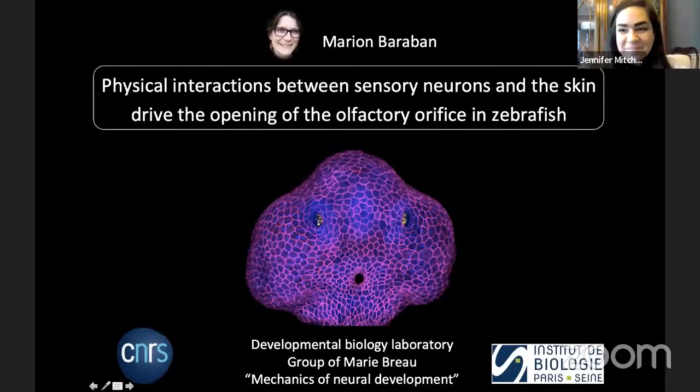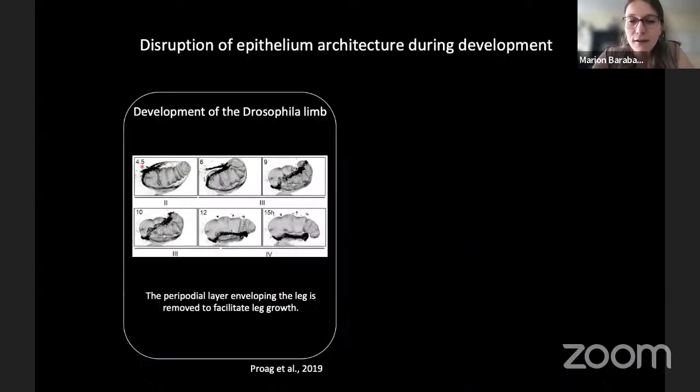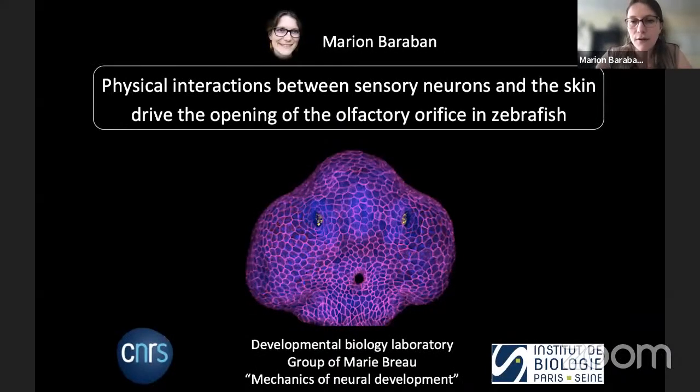Thank you very much. First, I would like to thank the organizers for giving me the opportunity to talk today. I'm working, as you said, in Paris in the developmental biology laboratory. My work is focused on the olfactory orifice, which is formed by the interaction between two cell types, the sensory neurons and the skin.